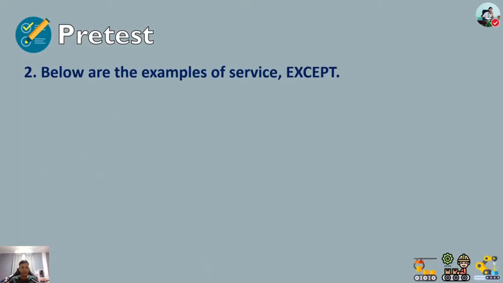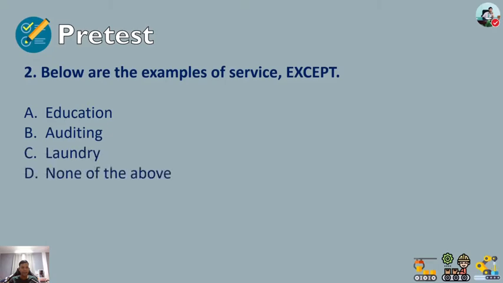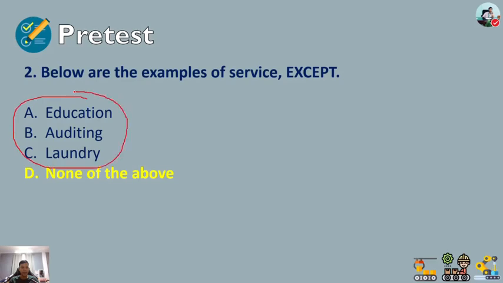Number two, below are the examples of service, except A, education, B, auditing, C, laundry, or D, none of the above. The answer for number two is none of the above. It means that these three are examples of a service.